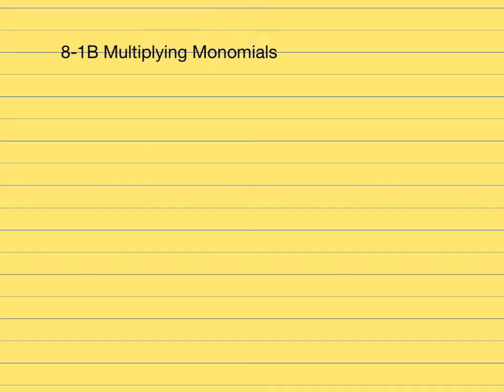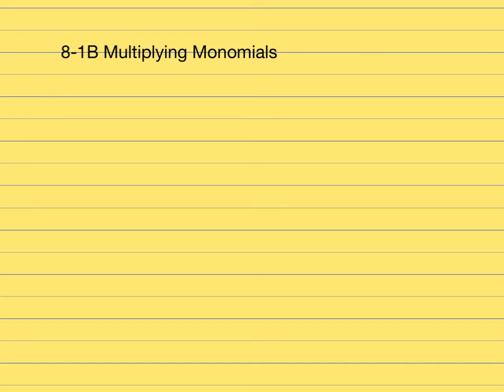Okay, so today's lesson should be pretty short. We're going to be multiplying monomials together. And remember, what is a monomial? A monomial is a number or a variable or the product of a number and one or more variables. So that's what monomials are.